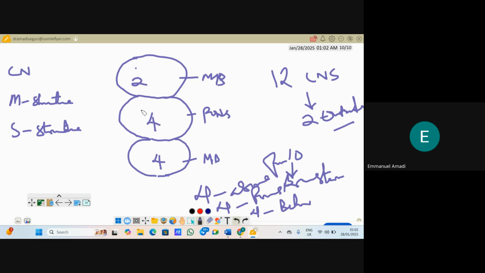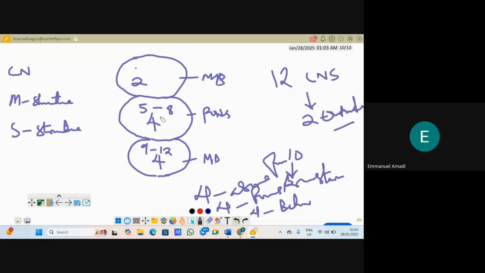So in the pons will be cranial nerves 5 to 8, if you follow it. In the medulla will be 9 to 12. Remember, there are 12 cranial nerves. We have shared them into 4, 4, 4. The first 4 is above the pons, meaning 1 to 4 is above the pons. The next 4 is in the pons, and the last 4 is below the pons. So if 1 to 4 is above the pons, it simply means 5 to 8 will be in the pons and 9 to 12 will be below the pons, which is in the medulla.